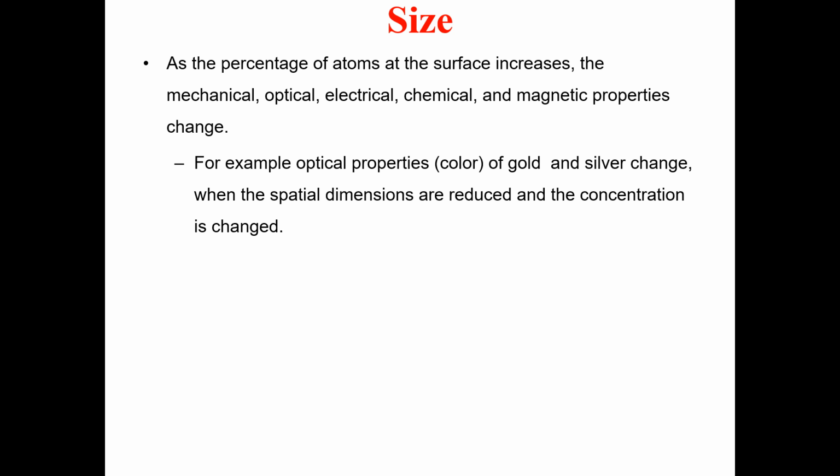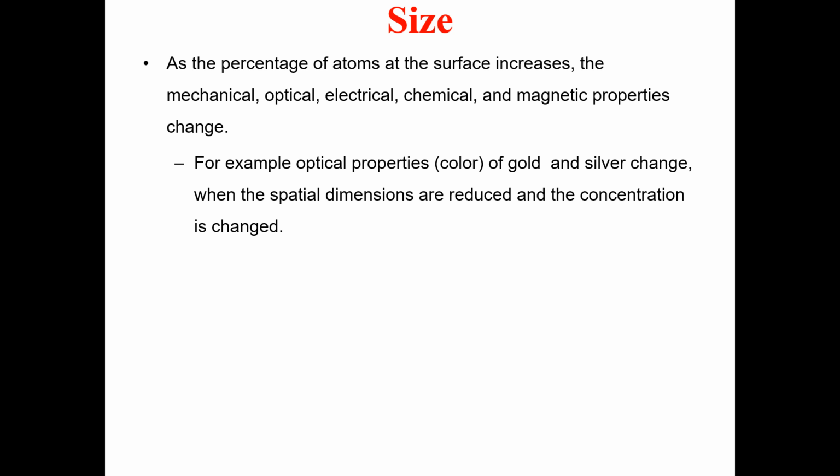A good example of that, as I mentioned in the previous lecture, we will discuss in the coming lecture when we explain the optical properties of materials. Here we just gave an example of the optical properties of gold and silver. You will find that the optical properties of gold and silver change to a great extent when the spatial dimensions are reduced and the concentration is changed. If you have gold or silver nanoparticles and you reduce their dimensions or their concentration in a solution, you will see how their optical properties, meaning the color of these materials, change.